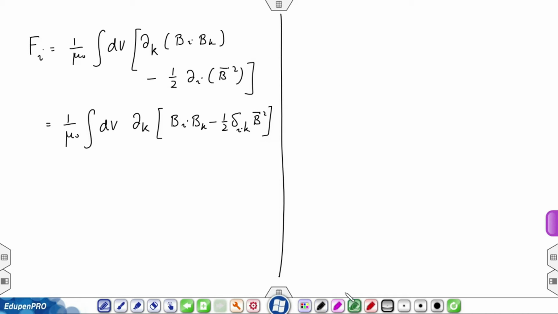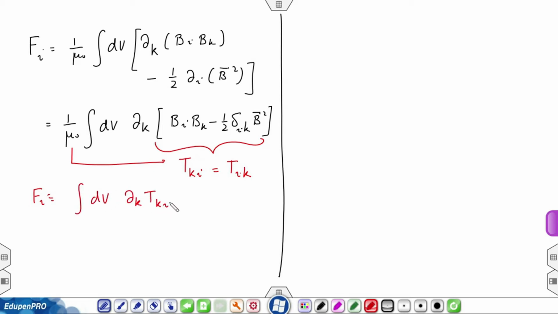Now, I define this quantity to be T_ki, which is the same as T_ik, and write F_i is equal to, and this mu 0 is included here, integration dV partial_k T_ki, where T_ki is equal to B_k B_i minus 1/2 delta_ki B square.